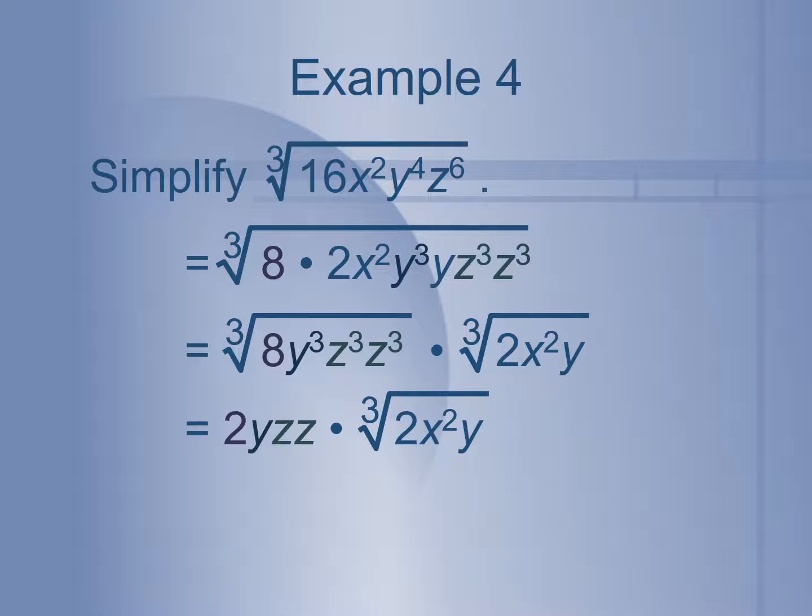And then, of course, we can't simplify this radical because we no longer have any perfect cubes. So 2yzz, actually the z times z becomes z squared. So our final simplified answer looks like this: 2yz squared times the cube root of 2x squared y.